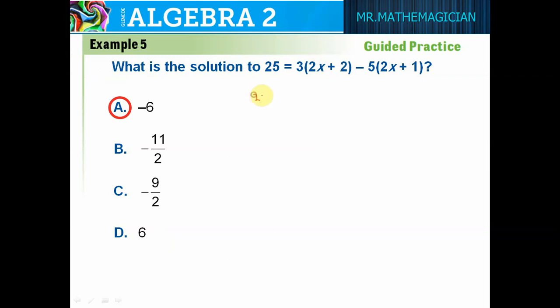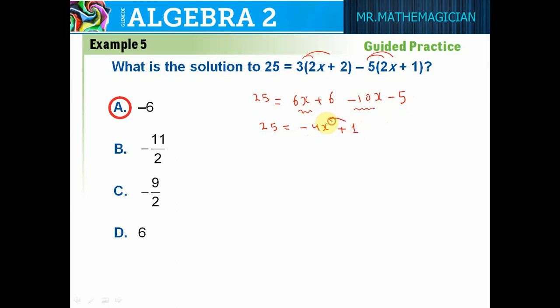We keep the 25 as is, then 3 will be multiplied by the first and second, so this will be 6x plus 6, minus 5 the first and second, so negative 10x, negative 5 or minus 5. Now let's gather x's together. This is 25 equals 6x minus 10x, which will give you negative 4x, and positive 6 minus 5 is positive 1.